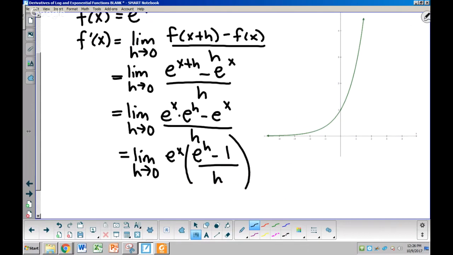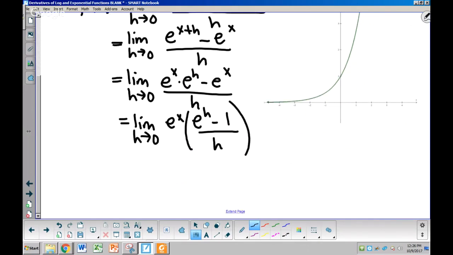And I wrote it this way for a reason. Do we know what this limit is? Did we just figure out what that limit was? We said just a moment ago that this one was going to equal 1. e to the x minus 1 over x as x approaches 0 is the same as e to the h minus 1 over h as h approaches 0. And so then we're left with e to the x.